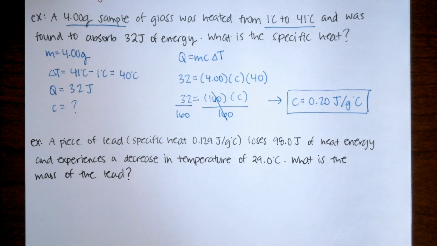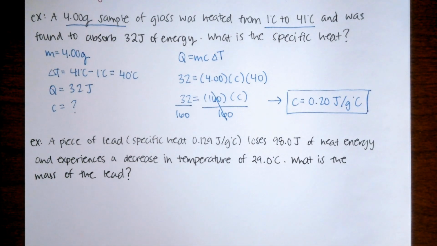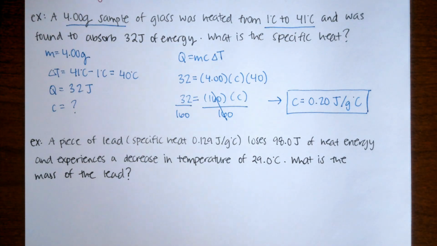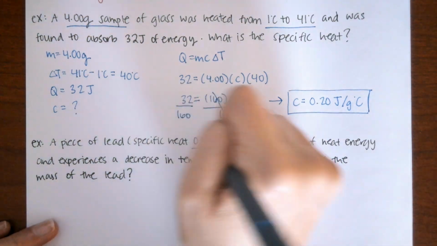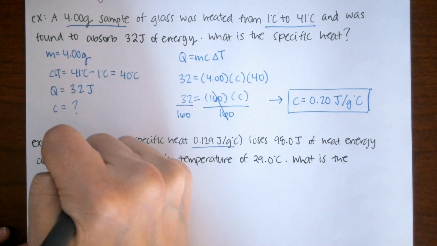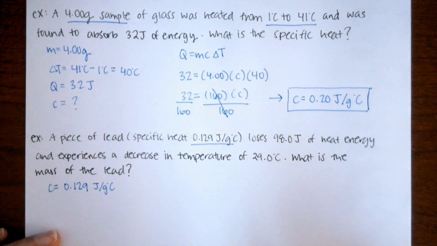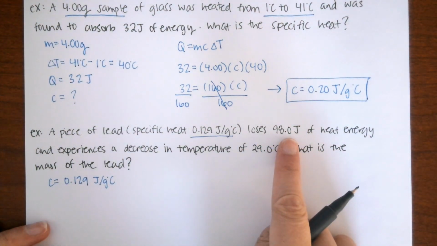Now I have this example. A piece of lead, and it gives you the specific heat of 0.129 joules per gram degree Celsius, loses 98 joules of heat energy and experiences a decrease in temperature of 29 degrees Celsius. What is the mass of the lead? So to break this down, we have our first value here. My C value, my specific heat, is 0.129 joules per gram degrees Celsius. And then it loses 98 joules.